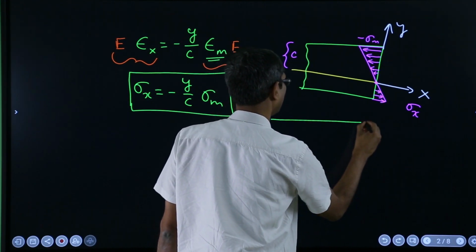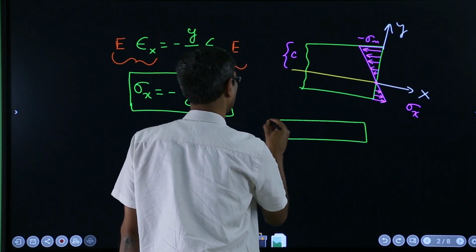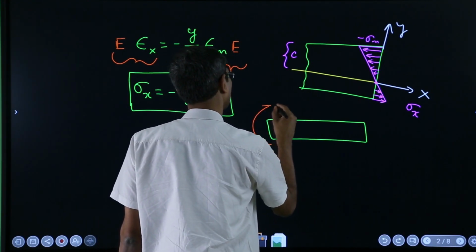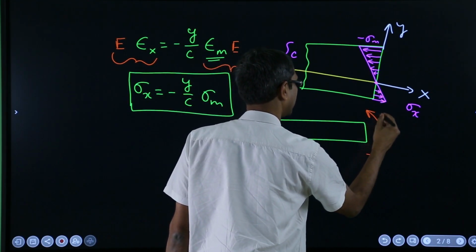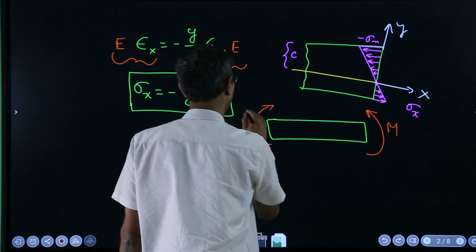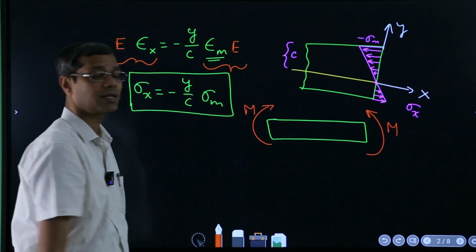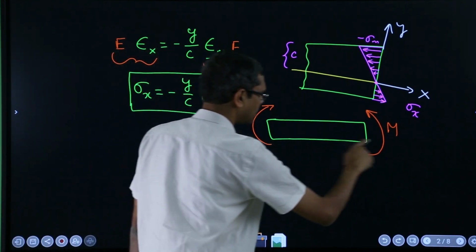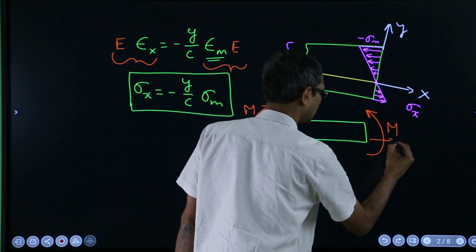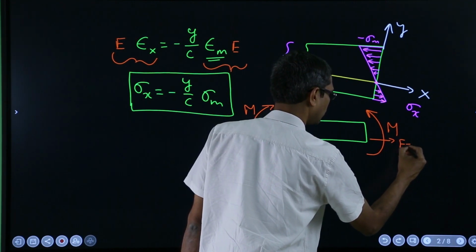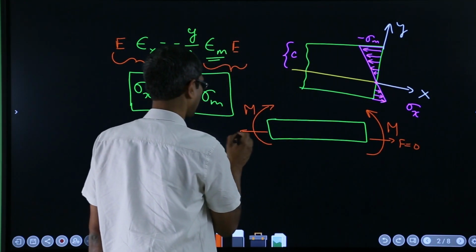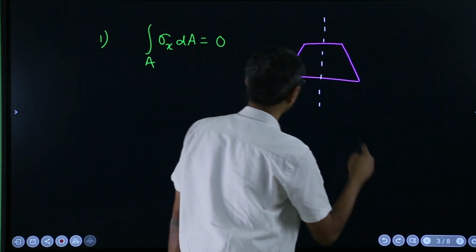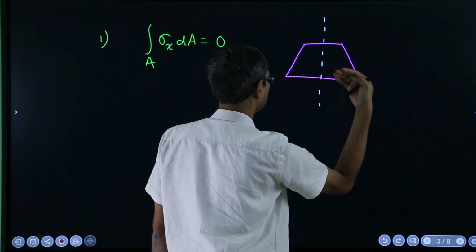If there is a beam in our canonical configuration, we had moments being applied here, m and m, but there was no axial force acting. Because there was no axial force acting, F was 0, so there will be no force whatsoever in this direction.